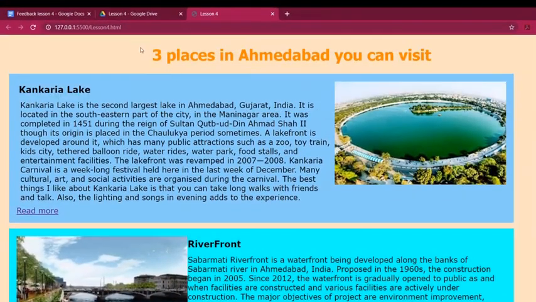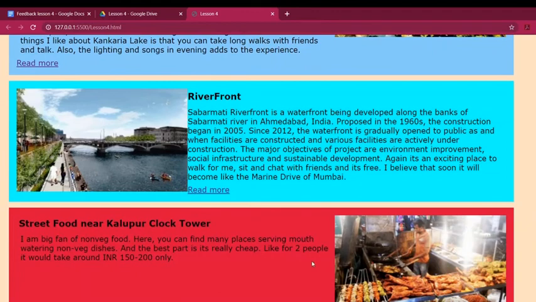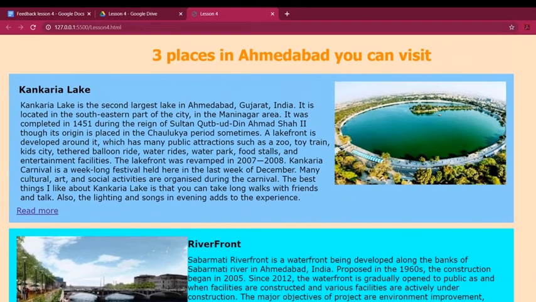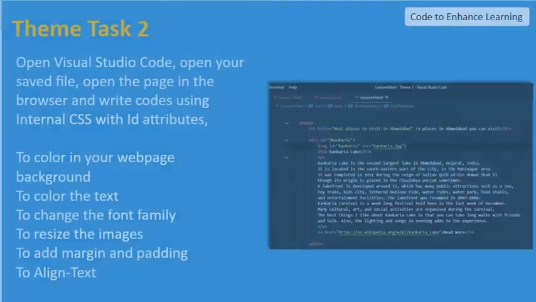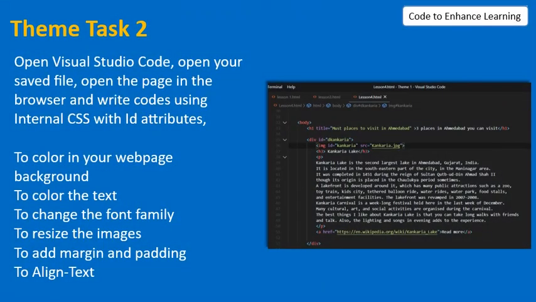So this is how my page finally looks. Isn't it pretty? Now I have an interesting practice task for you guys. So again, pause the video right here, open your Visual Studio Code app and open your saved file. Open the page in your browser and write code using internal CSS with the ID attribute. Use the ID attribute to add colors to the background, to add the text color, to change the font family, to resize the image, to add margin and padding, and to align text. Okay, so I hope you are done with it. Let's move on with our lesson.